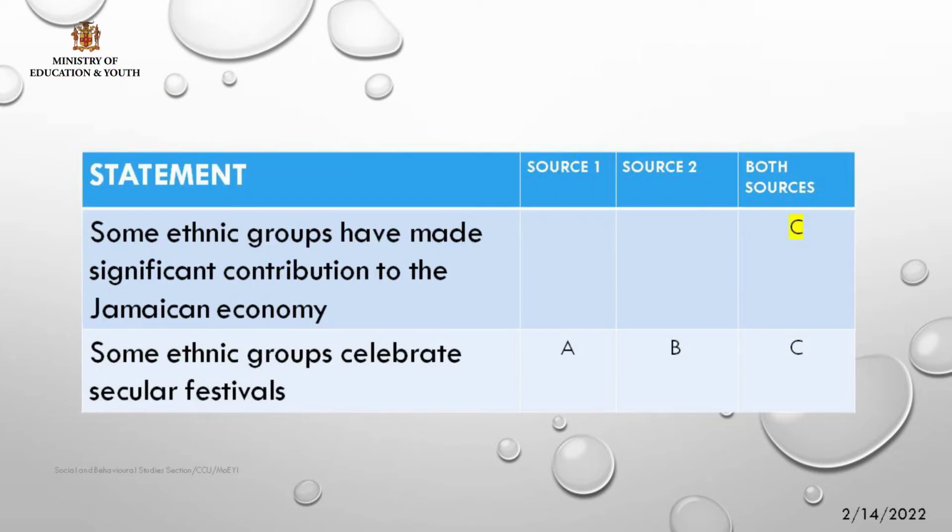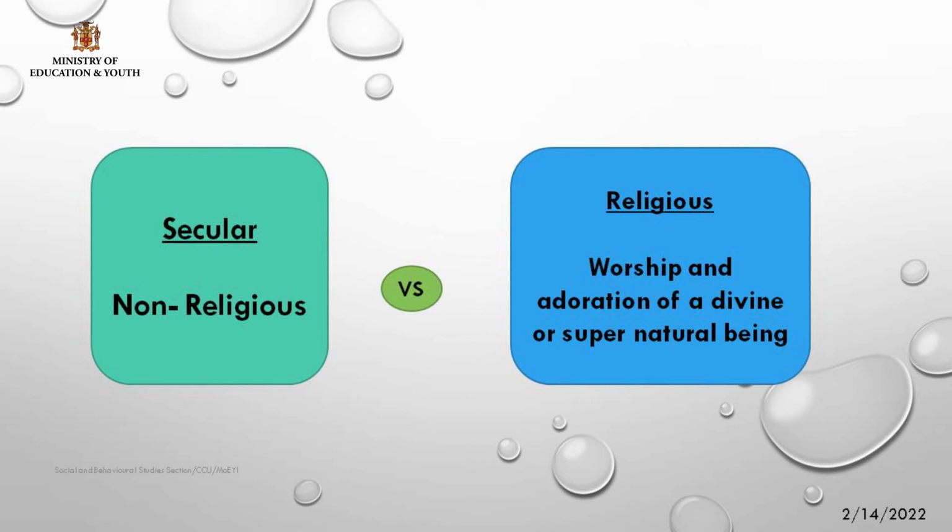The next statement reads, some ethnic groups celebrate secular festivals. So we must remember from our previous lessons that there were two major types of festivals. One is secular and the other religious. Secular means non-religious. These festivals are not concerned with worship, while in contrast, religious festivals have to do with, yes, worshiping and the adoration of something or someone or a divine or spiritual being.